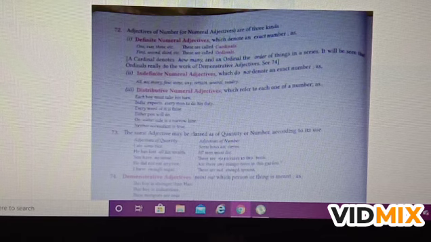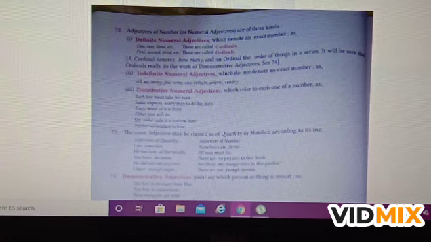Next, India expects every man to do his duty. Who expects? India expects. So India expects every man. Which man? Every man. So the word every over here is distributive numeral adjective. So here same way some other examples are also given. Go through it.